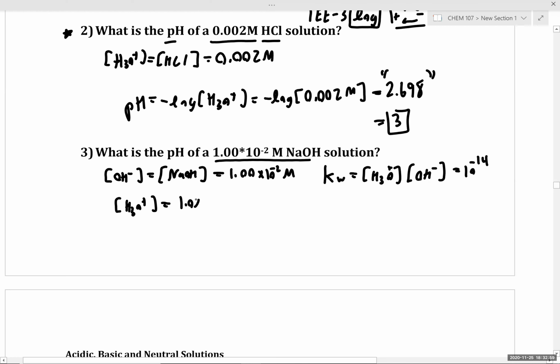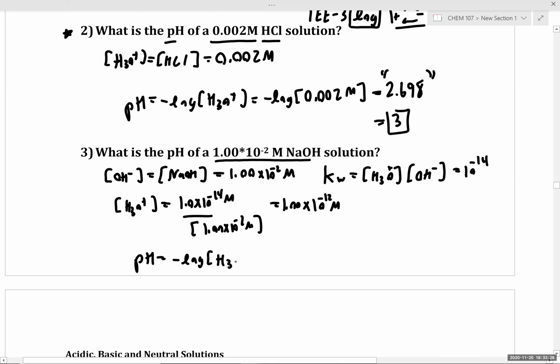And so we take Kw over the concentration of hydroxide. And that in turn gives us 1.00 times 10 to the negative 12th molar. Our pH is equal to negative log of H3O plus. So that gives us negative log of 1.00 times 10 to the negative 12th molar, which gives us a pH of 12.